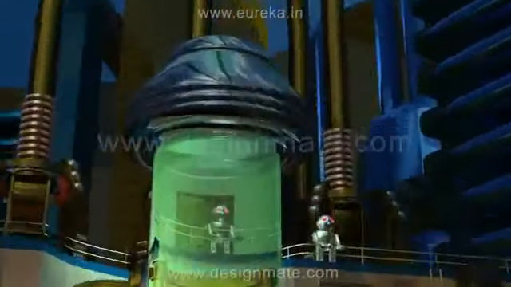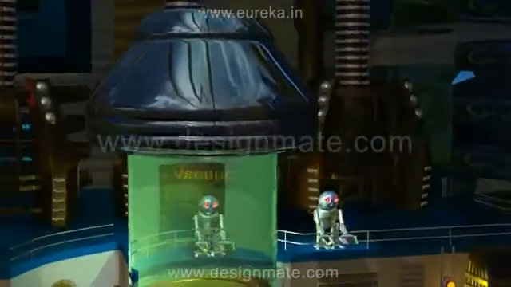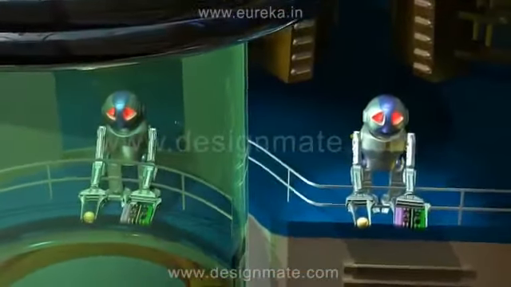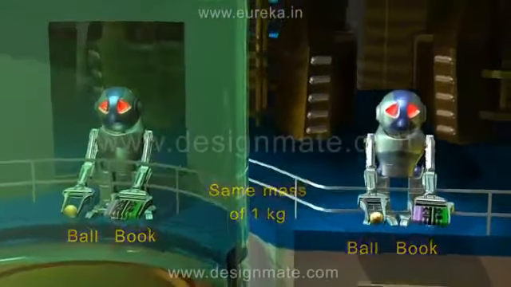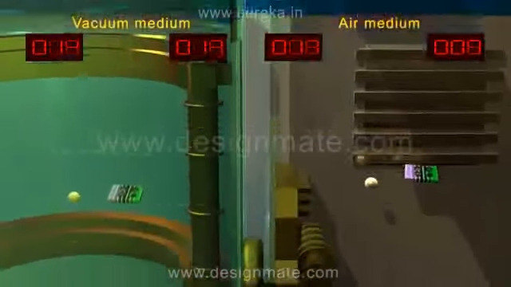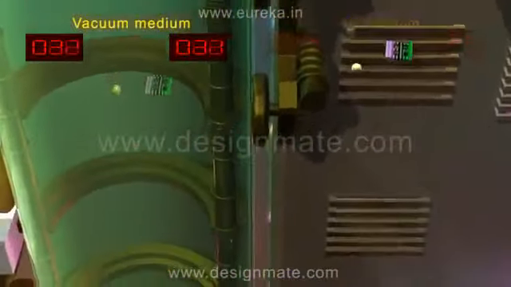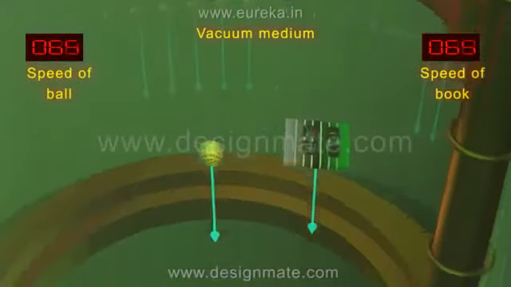For this, consider two different mediums, that is, vacuum and air. Take an iron ball and a book having the same mass of 1 kilogram. Drop them simultaneously in both mediums. We can see that in vacuum, both the objects are falling with the same speed, under the influence of gravitational force.